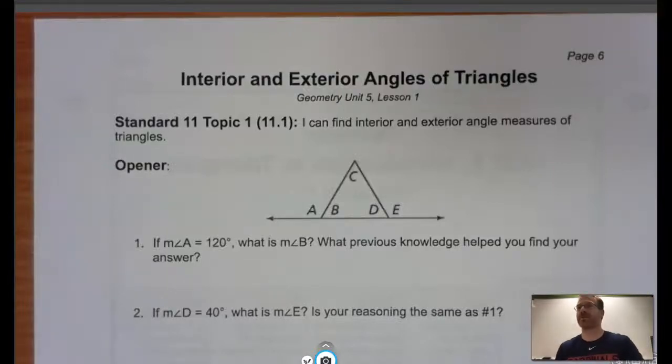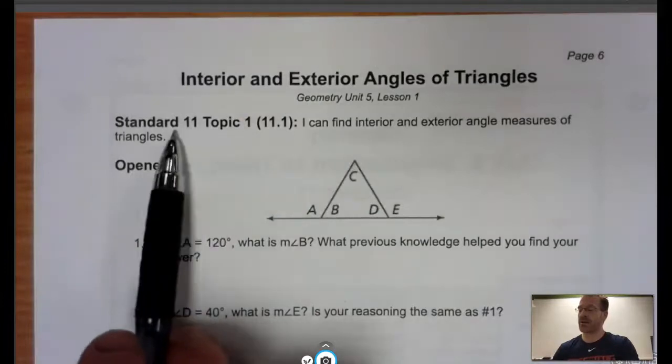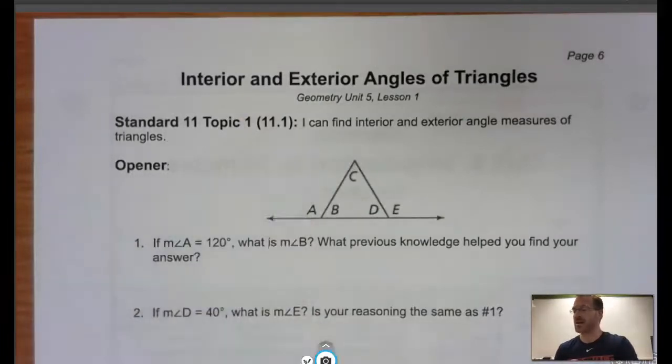All right, my friends. So we're going to kick off our first lesson here for our second semester, and we're going to be on page 6 of your second semester workbook, I should say. And we're going to be looking at Geometry Unit 5, Lesson 1, and you can see that our standard for this, Standard 11, Topic 1, is: I can find interior and exterior angle measures of triangles.